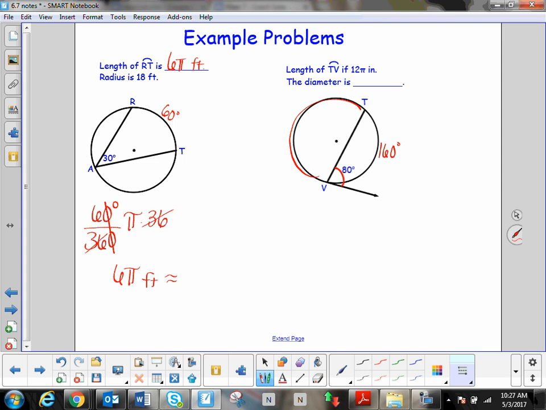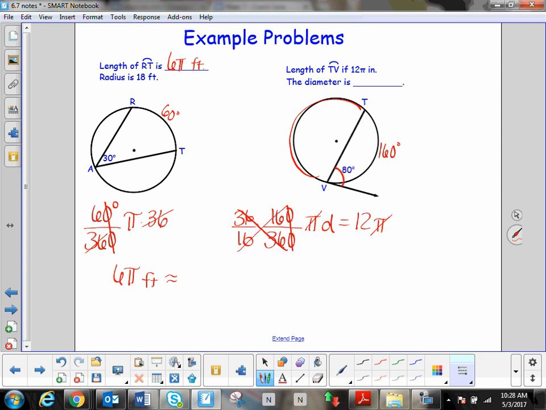160 over 360 times pi times diameter equals 12 pi. Set it up like that. What should you do first algebraically? Get rid of the pi, divide by pi. That'll knock those out, makes it a lot simpler. And then I always like to reduce those zeros. It's like reducing the fraction by dividing each one by 10. And then I have to get the diameter by itself. So how can you get rid of this in one shot? Multiply by the reciprocal. Good.